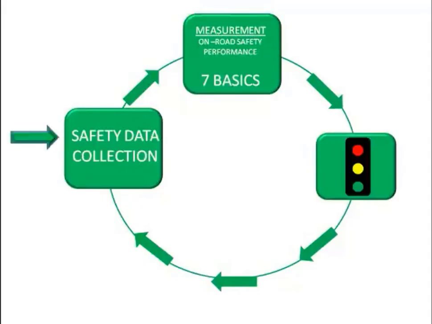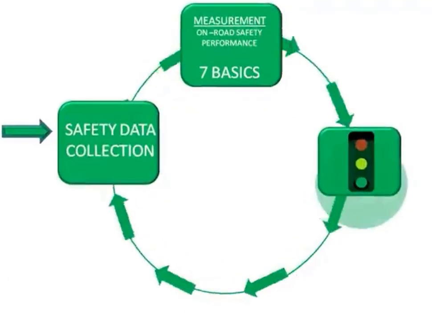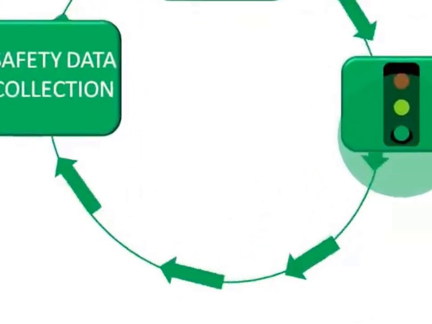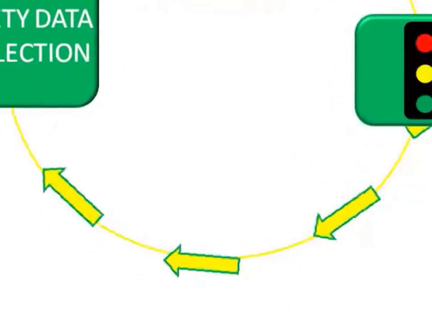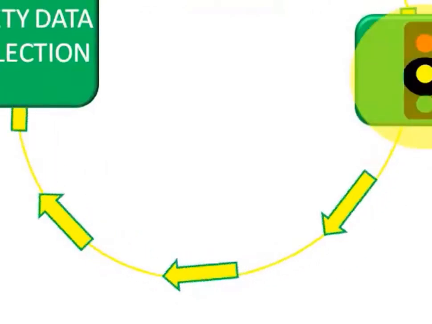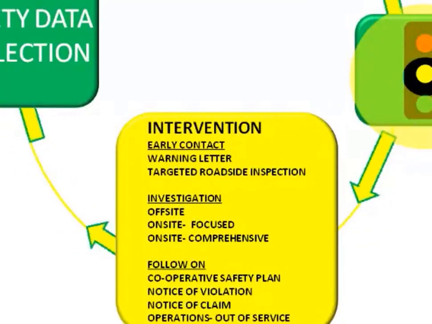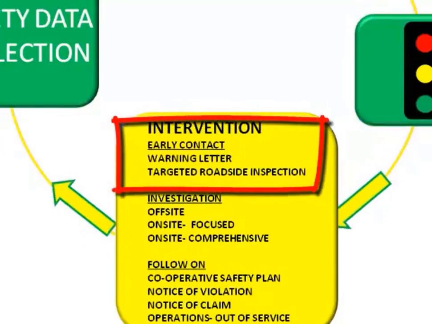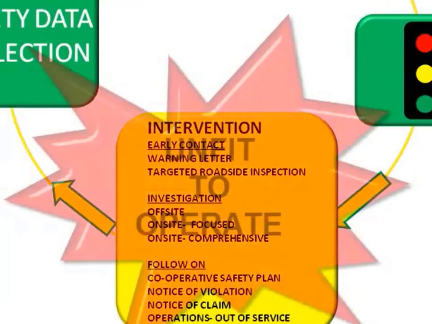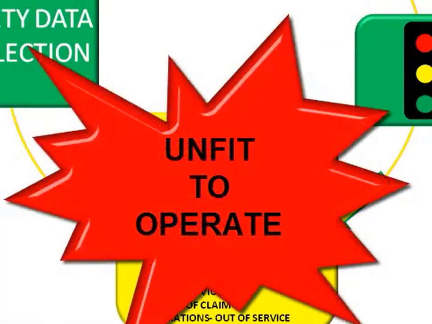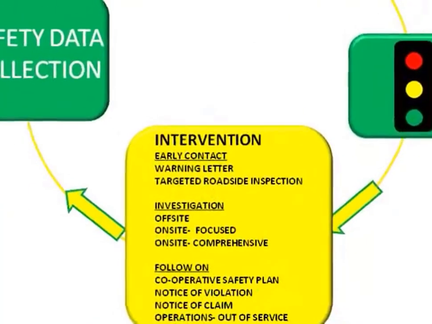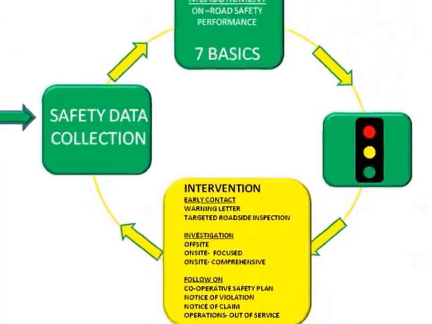We've already seen how the CSA initiative can affect carriers. As percentages in the 7 basics move past the acceptable threshold limits, interventions begin, whether it's a warning letter or targeted roadside inspections, or for the most extreme offenders, an unfit to operate order. But how does this affect you, the individual, working for the carrier? Let's look at some of the most frequently asked questions to find out how.